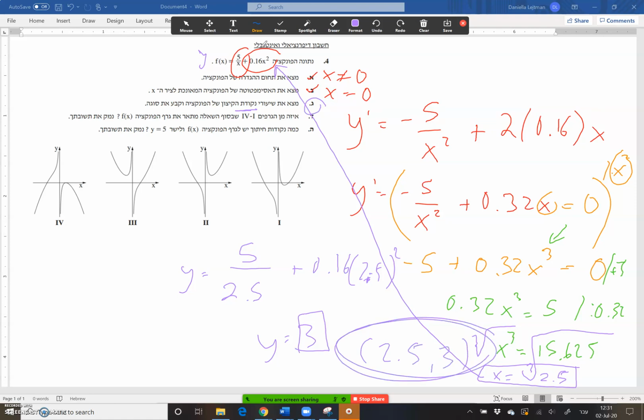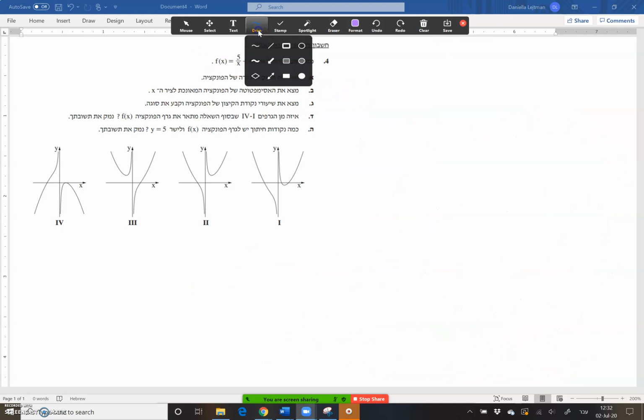However, we need to figure out if it's a minimum or a maximum. So what am I going to do? I'm going to set up a tabla. I'm going to erase the board for now. We'll come back to it later. I just want to set up the tabla.